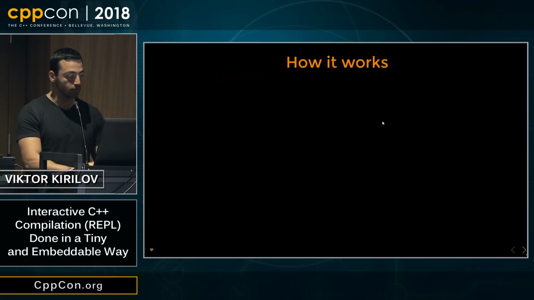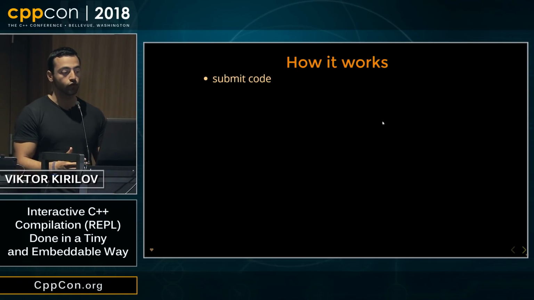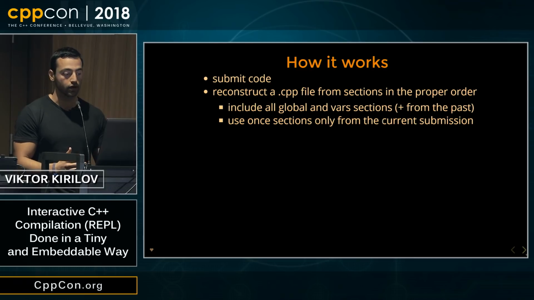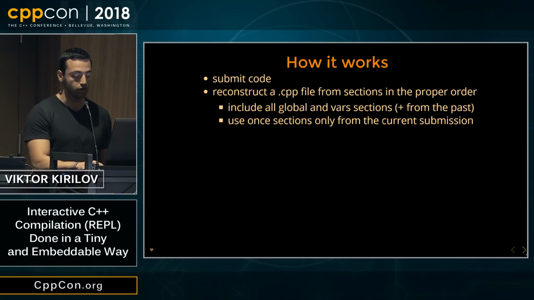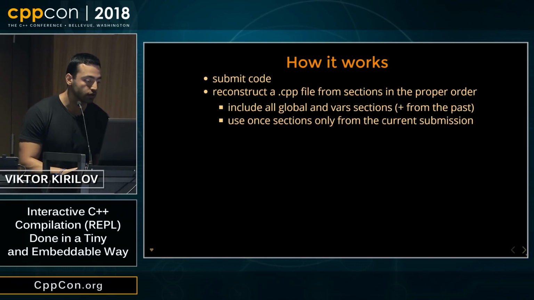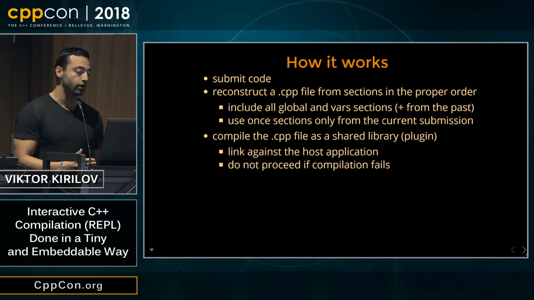When we submit code, we reconstruct the source file from all the sections submitted so far, at least the global ones and vars ones from previous code submissions. And we also use all the sections which we are submitting right now, including the once sections. We don't use the once sections from previous submissions because they're side effects which were already executed, so we don't need them. After that, we compile that source file as a shared library, and we link against the host application. If anything fails, we don't continue.